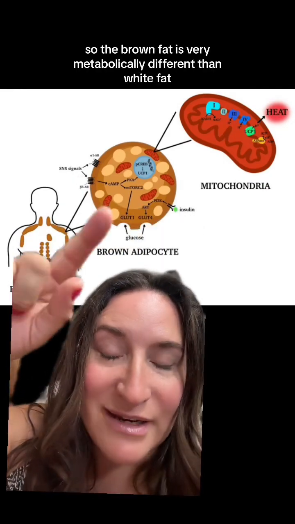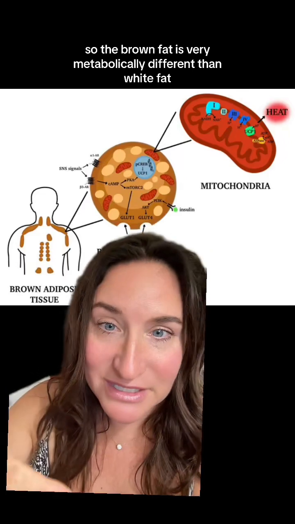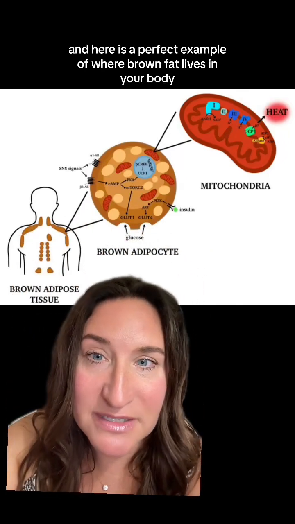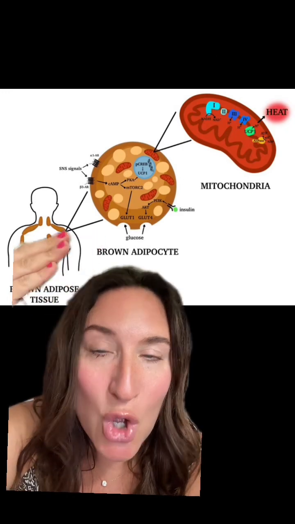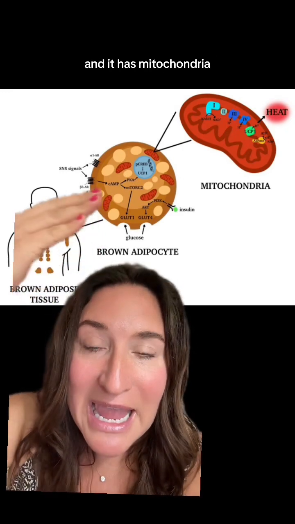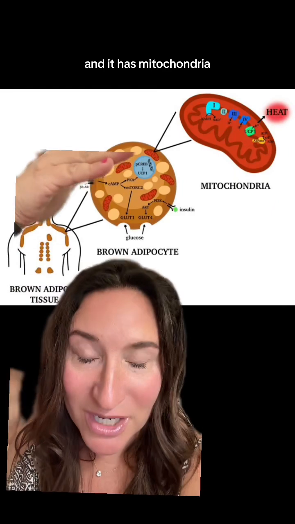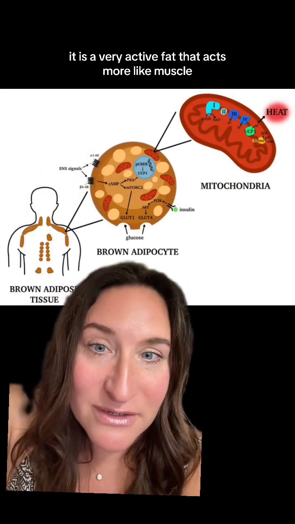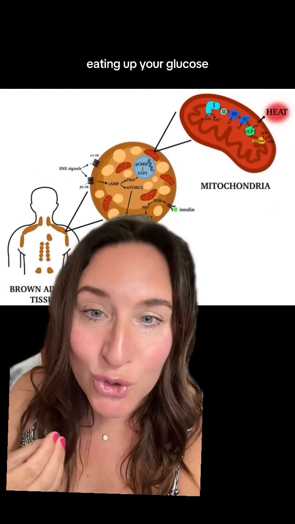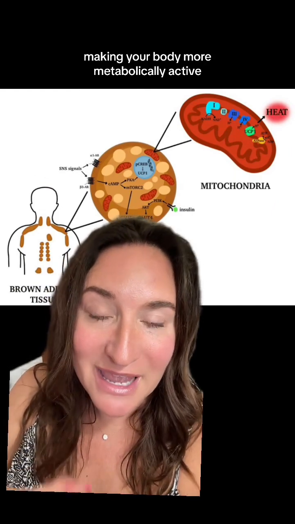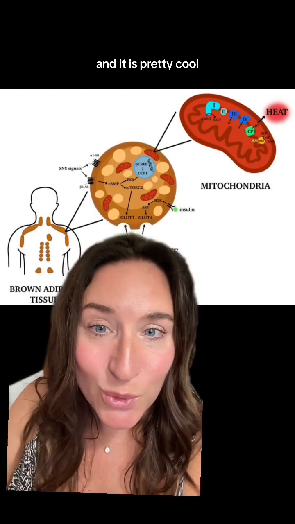So the brown fat is very metabolically different than white fat. And here is a perfect example of where brown fat lives in your body, and when you look at a closer level, what the cells look like, it has mitochondria. It is a very active fat that acts more like muscle, eating up your glucose, making your body more metabolically active, and it is pretty cool.